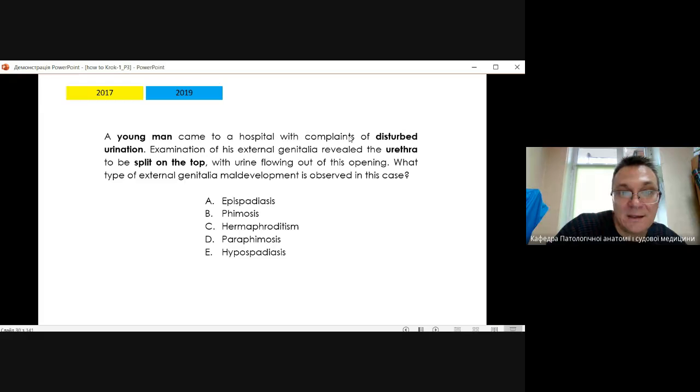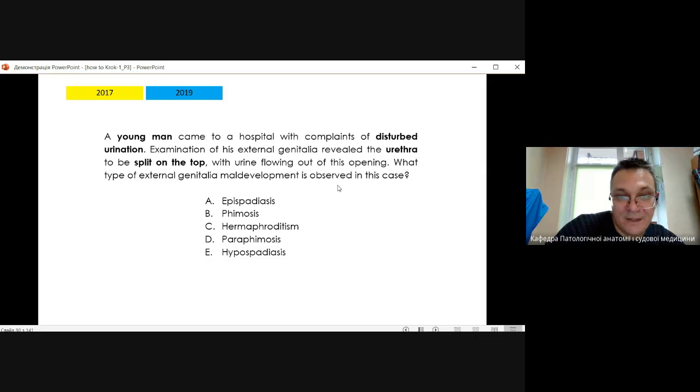Time traveler MCQ: a young man came to a hospital with complaints of disturbed urination. Examination of his external genitalia revealed the urethra to be split on the top, with urine flowing out of this opening. What type of external genitalia maldevelopment is observed in this case?